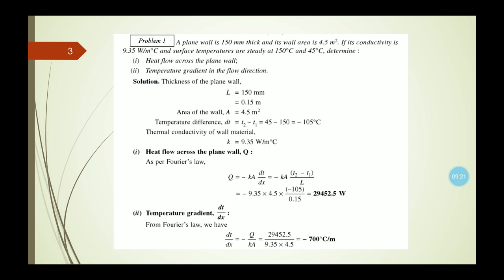So in this numerical of the conduction concept, we have applied Fourier's law of heat conduction, which is Q equals minus KA dT/dx, and using this law we have found the value of Q, the heat flow across the plane wall. The unit is watt, you need to remember this part. And the temperature gradient, which is dT/dx. These two things we have found by using Fourier's law of heat conduction. Okay, so let us move to the next numerical.